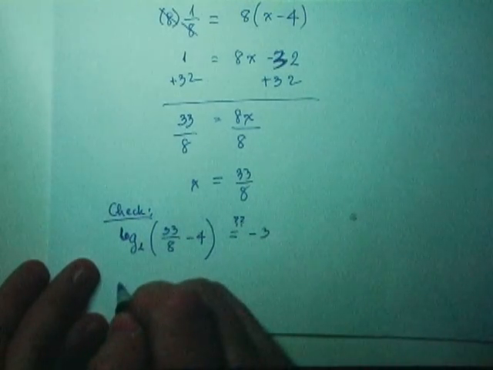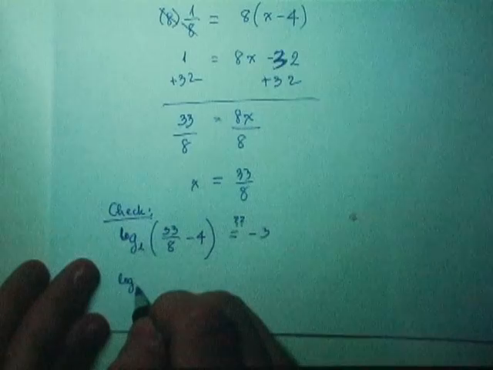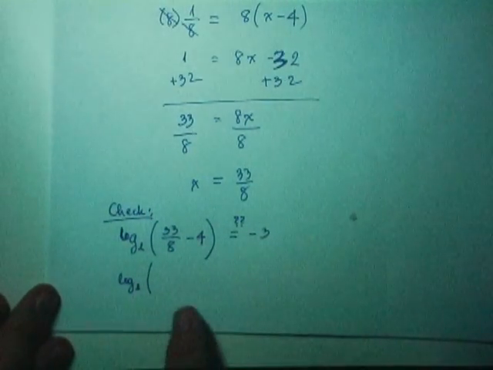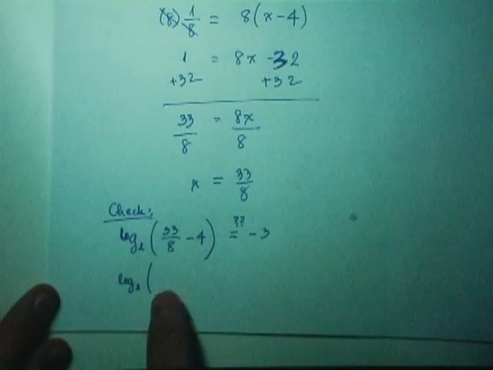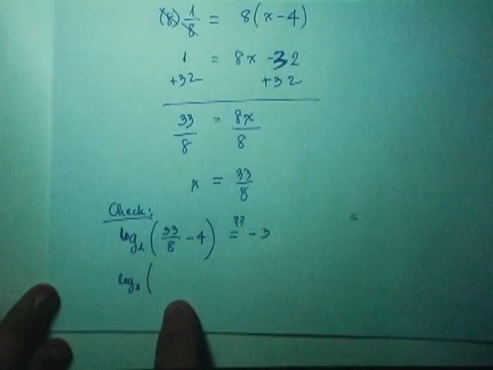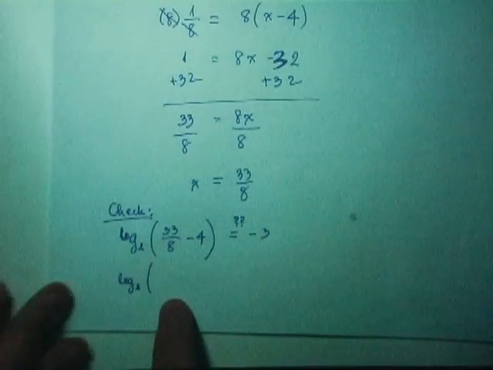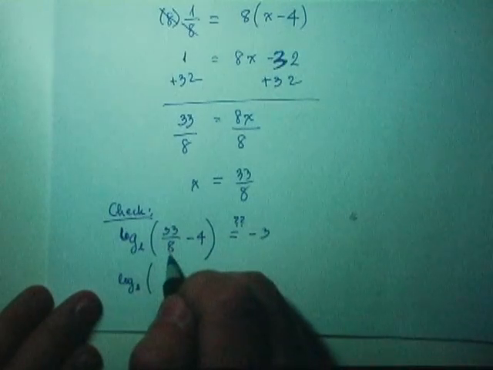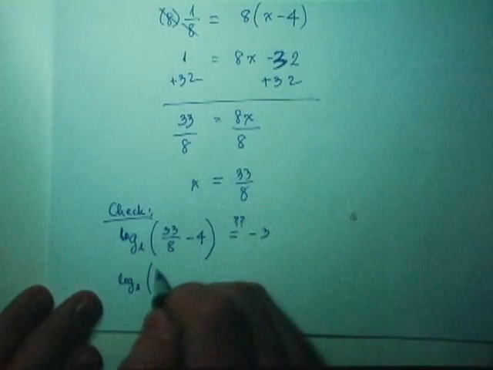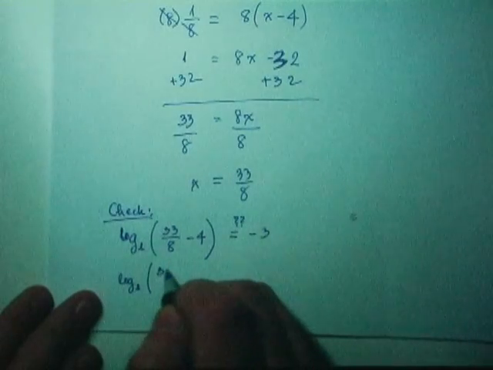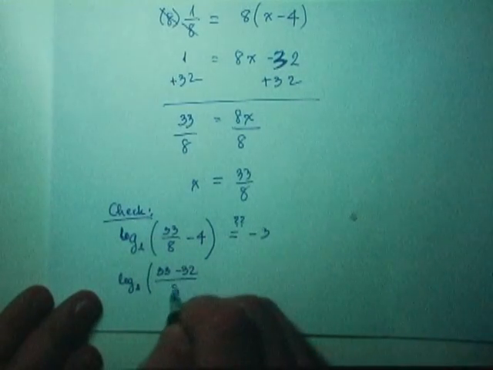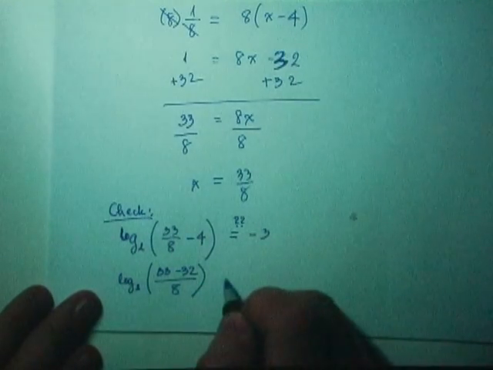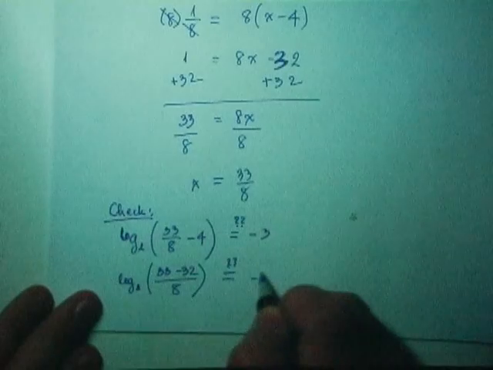Evaluating the left-hand side, you have log base 2. Of course, if you're feeling fuzzy with your fraction skills, make sure you get that going before you go back and try to understand this problem. But when you do 33 over 8 subtract 4, what you need to do is make a common denominator. So now I'm going to go 33 minus 32 over 8. That's how I made my common denominator. That's still not clear, so we still don't know if it actually equals negative 3 on the left-hand side.